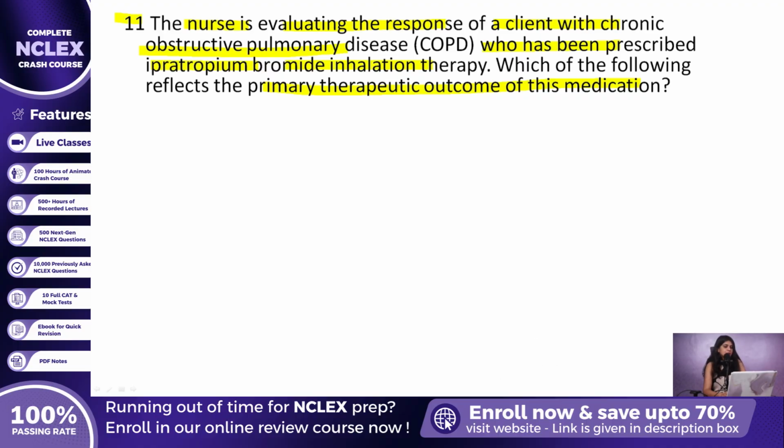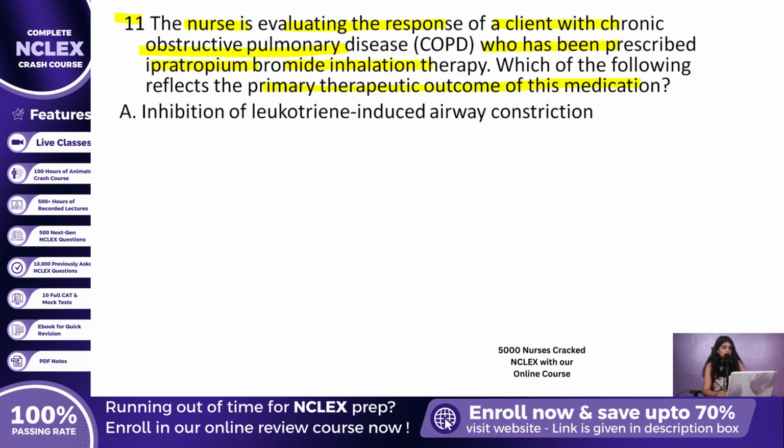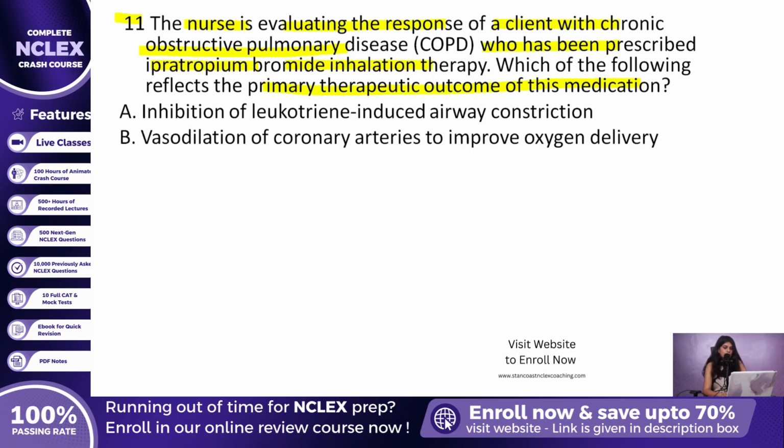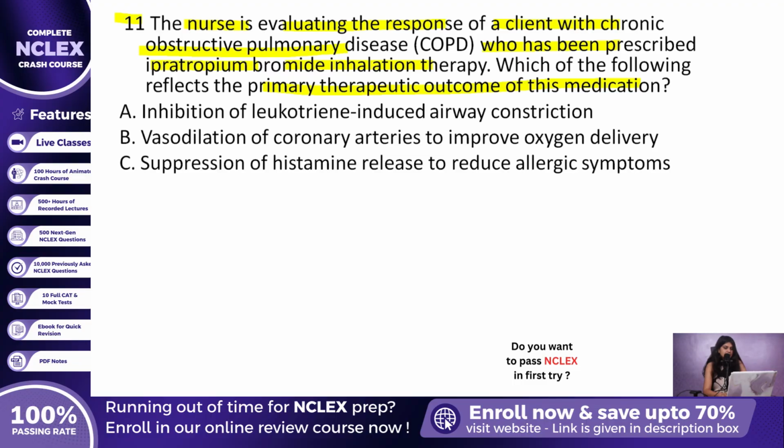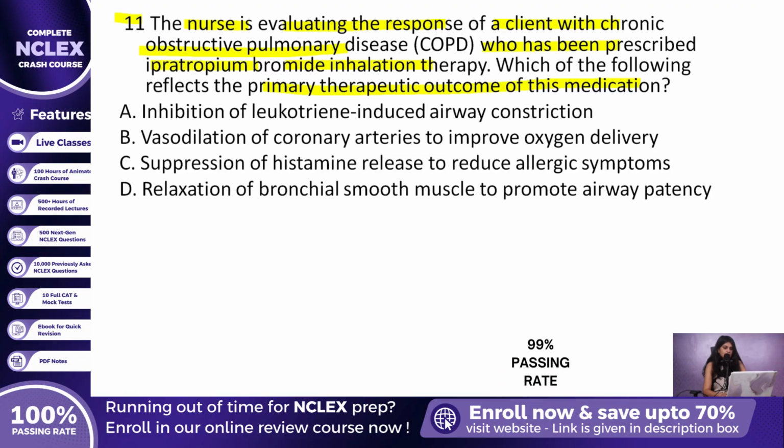As you consider this question, focus on how ipratropium actually works at the receptor level and what that means for the client's breathing. Now, let's evaluate each option with clinical reasoning. Option A, inhibition of leukotriene-induced airway constriction. Option B, vasodilation of coronary arteries to improve oxygen delivery. Option C, suppression of histamine release to reduce allergic symptoms. Option D, relaxation of bronchial smooth muscle to promote airway patency.